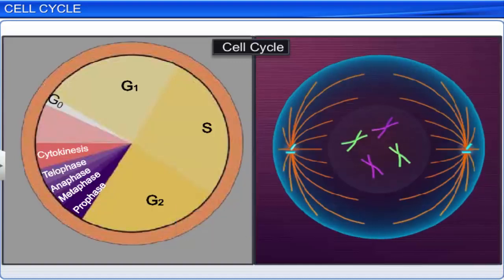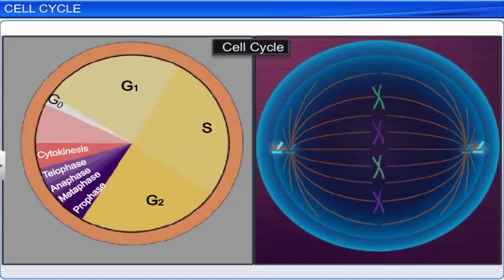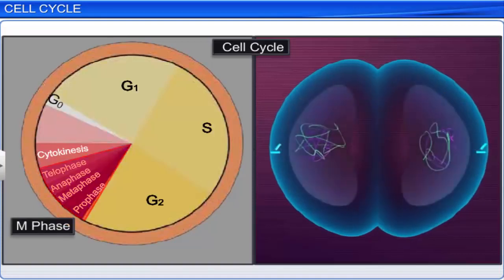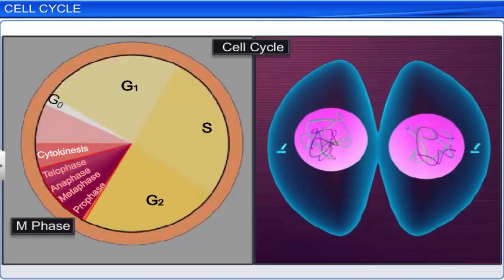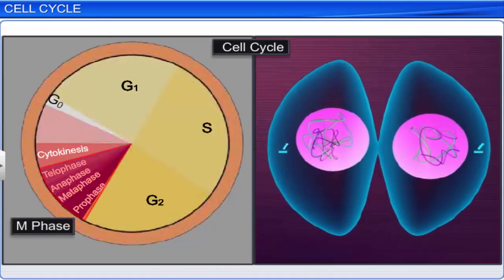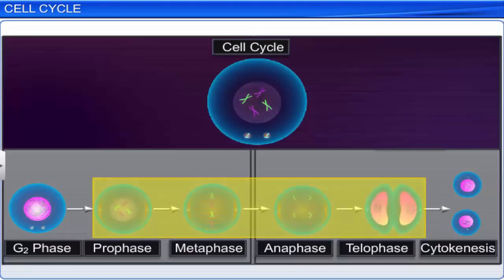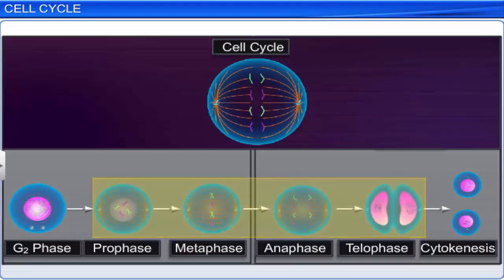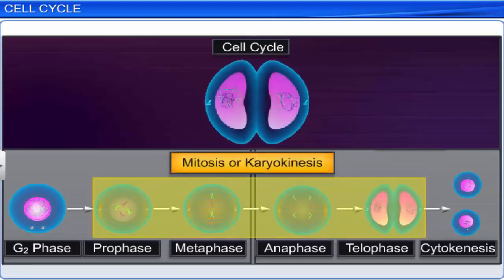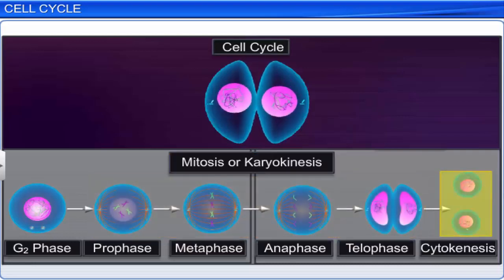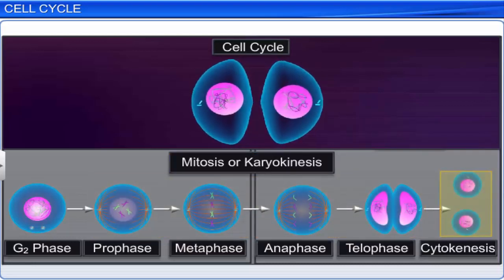Now, the next phase of the cell cycle is the M phase, where actual cell division or mitosis takes place. The M phase begins with nuclear division, which is the division of daughter chromosomes, known as mitosis or karyokinesis. It ends with the division of the cytoplasm, which is known as cytokinesis.